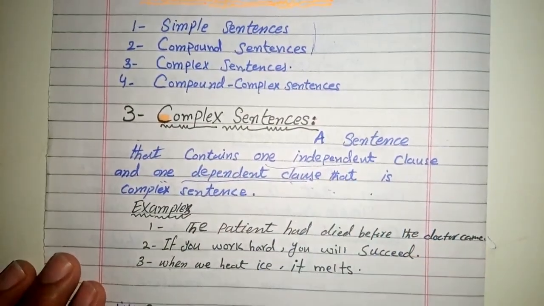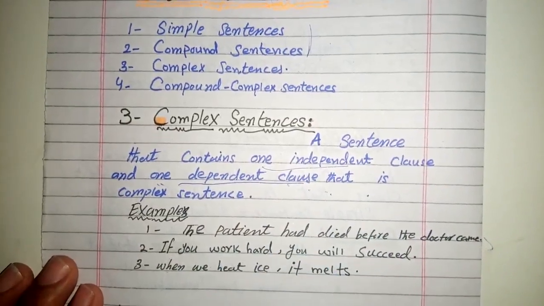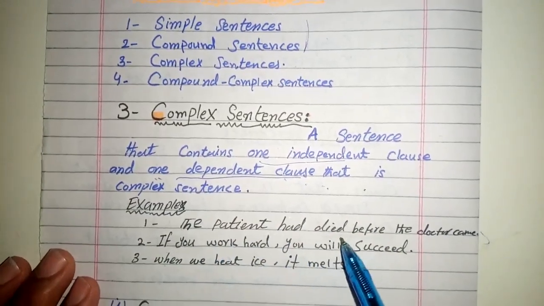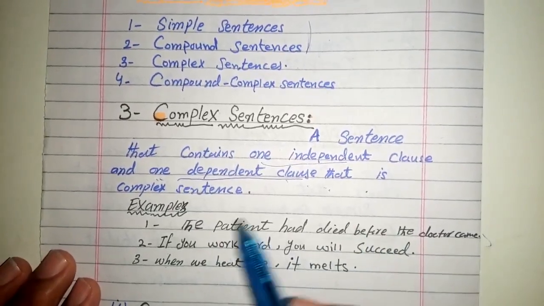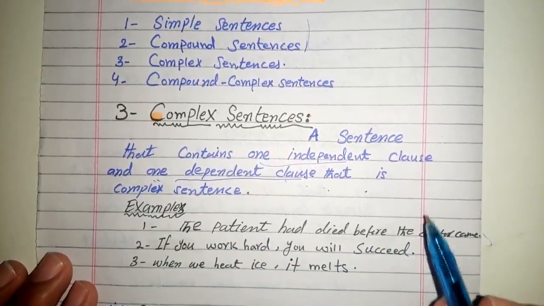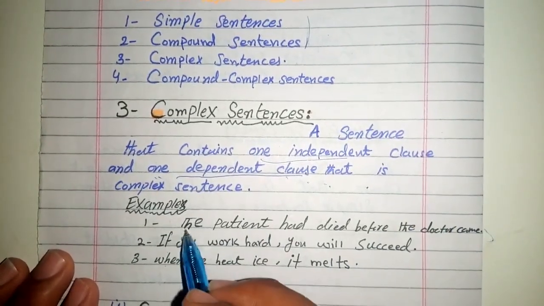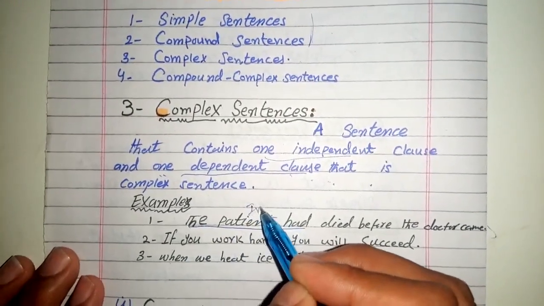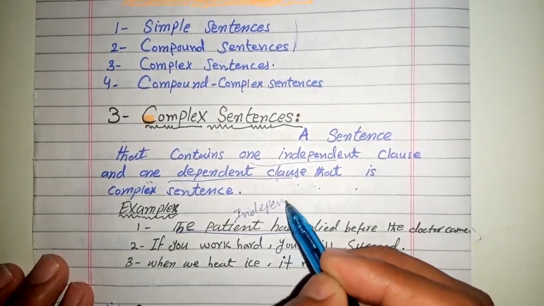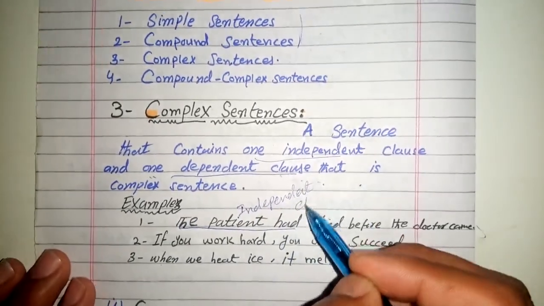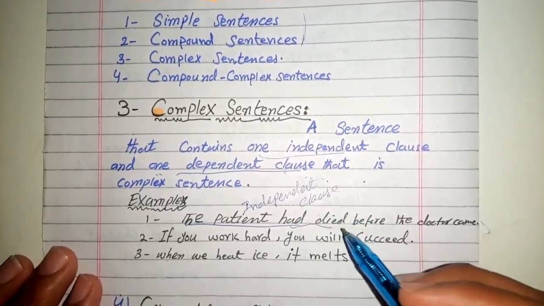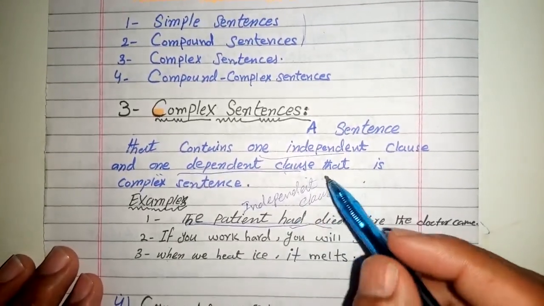So now I'm going to give examples. The patient had died before the doctor came. The patient had died before the doctor came. "The patient had died" is an independent clause because it expresses a complete thought, so that's why it is an independent clause.